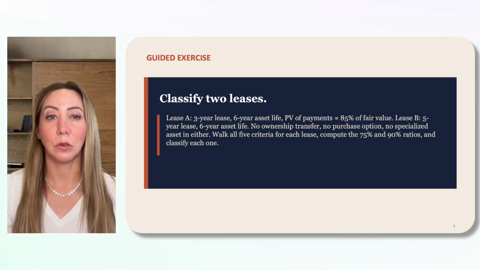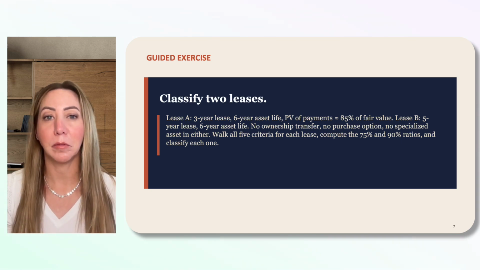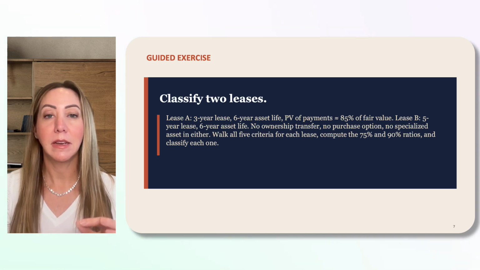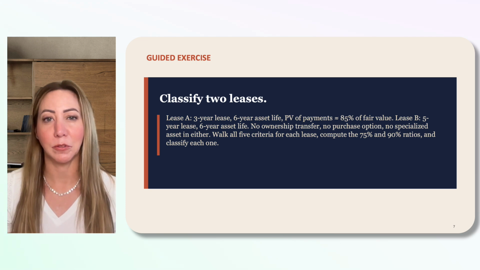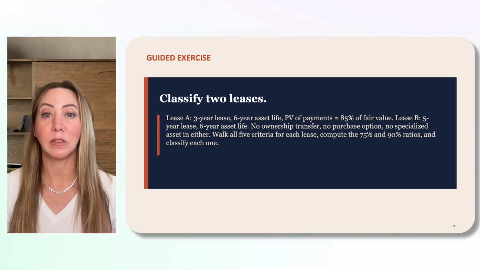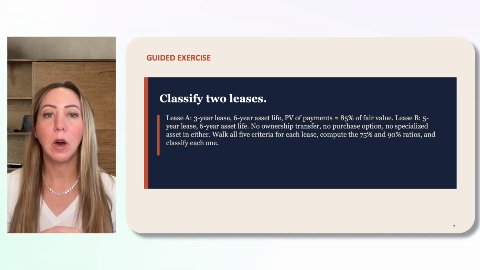Let's put the checklist to work. Here we have 2 leases. Lease A, a 3-year lease on equipment with a 6-year life, and the present value of the payments comes to about 85% of fair value. Lease B, a 5-year lease on equipment with a 6-year life. We'll walk all 5 criteria for each one and calculate the 2 ratios and classify each lease.